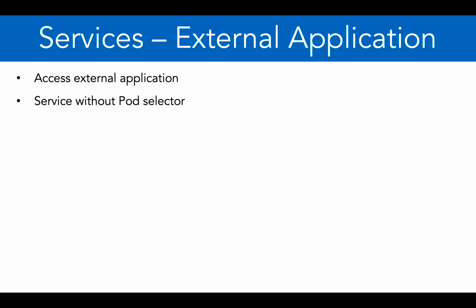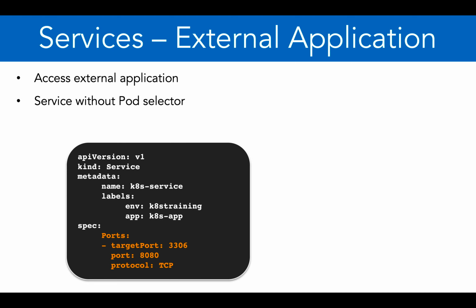We have to create a service without a selector, something like this. The API version would be v1, kind would again be Service, metadata and spec would be there, and in the ports you mention the target port and the protocol. So target port is the port on which you're trying to connect, and port is the service port, and the protocol has to be mentioned as well.